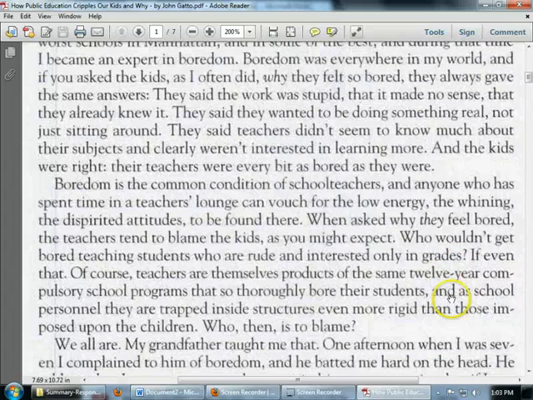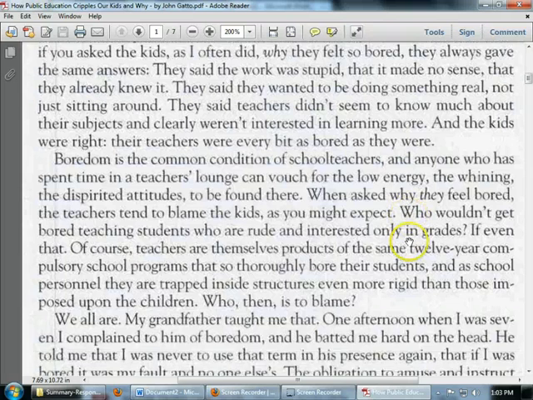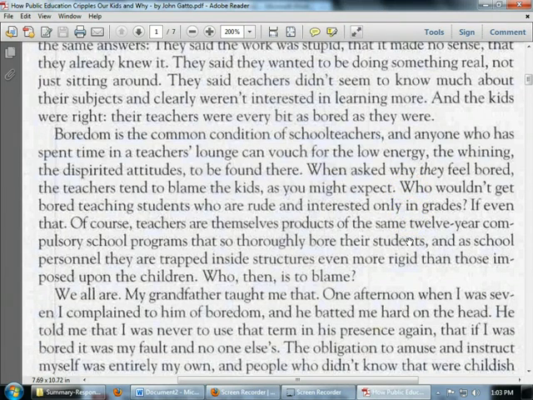Okay, so another example. The second paragraph. "Boredom is the common condition of school teachers, and anyone who has spent time in a teacher's lounge can vouch for the low energy, the whining, the dispirited attitudes to be found there. When asked why they felt bored, the teachers tend to blame the kids, as you might expect. Who wouldn't get bored teaching students who are rude and interested only in grades? If even that. Of course, teachers are themselves products of the same 12-year compulsory school programs that so thoroughly bore their students. And as school personnel, they are trapped inside structures even more rigid than those imposed upon the children. Who then is to blame?"